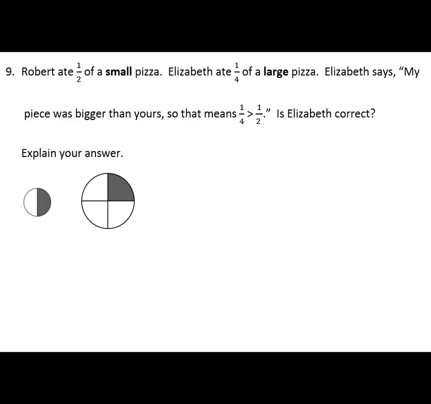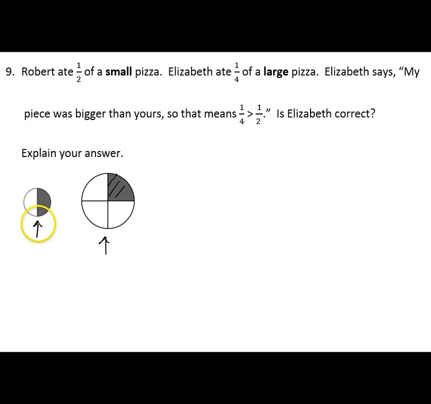My last question says Robert ate 1/2 of a small pizza. Elizabeth ate 1/4 of a large pizza. Elizabeth says, my piece was bigger than yours, so that means 1/4 is greater than 1/2. Is Elizabeth correct? And we need to explain our answer. Well, you can see the drawings here. We have a small pizza divided into 1/2, and we have a large pizza divided into 1/4.